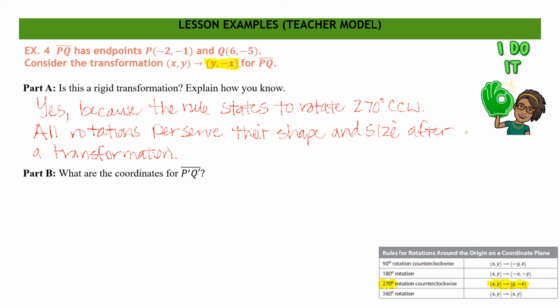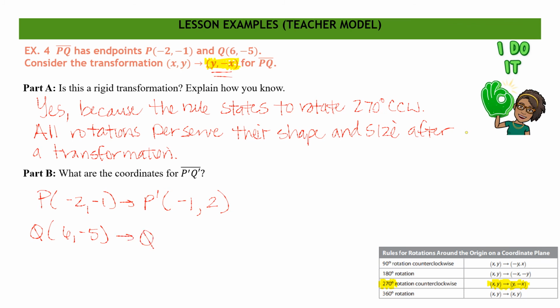Now, what are the coordinates of segment P prime, Q prime under this transformation rule? Well, first, let's look at our pre-image points. We have (-2, -1), and Q we have as (6, -5). So if I want to find P prime, remember our rule says to switch them. So I have a -1 where my y should be, but then it also says take the opposite of the x of where it originally was. So I have -2, so that's going to be a +2.